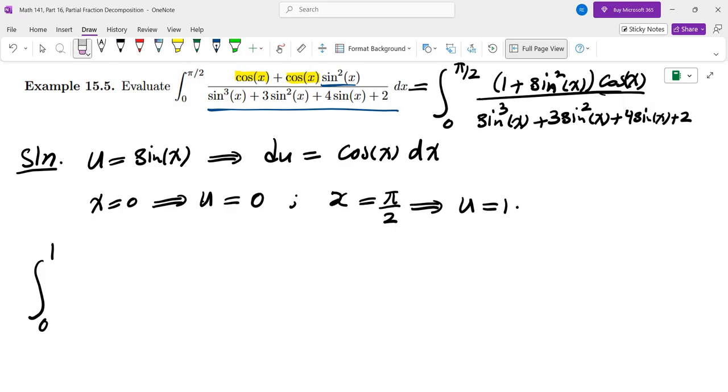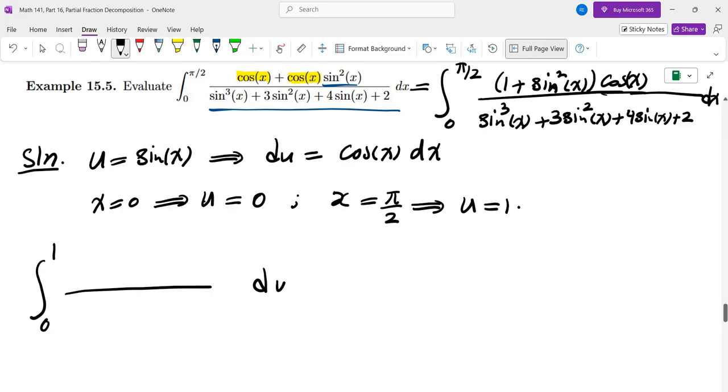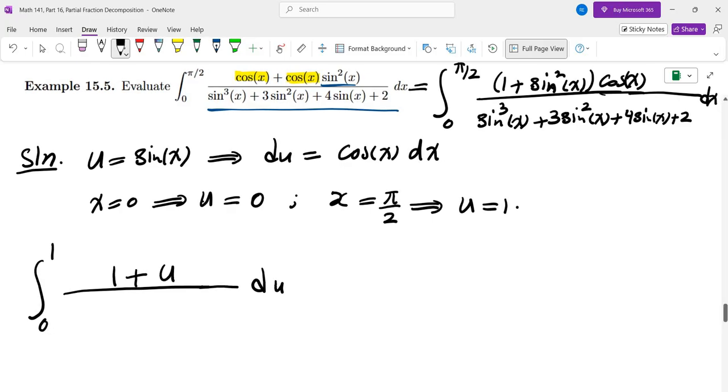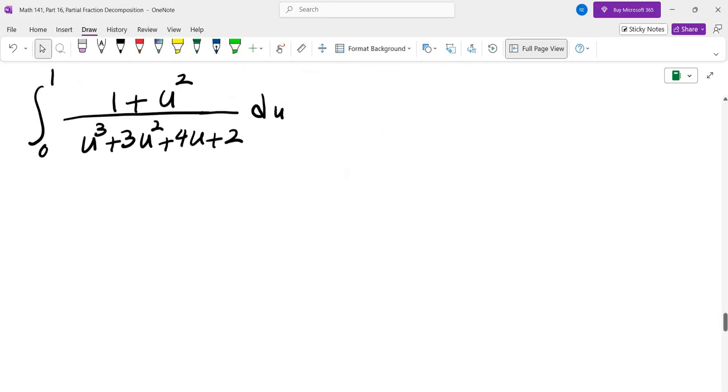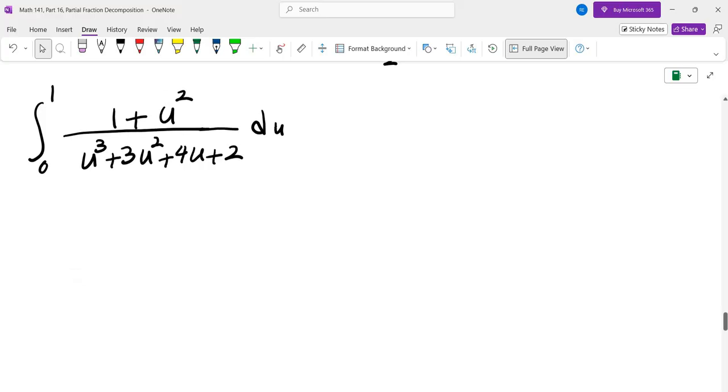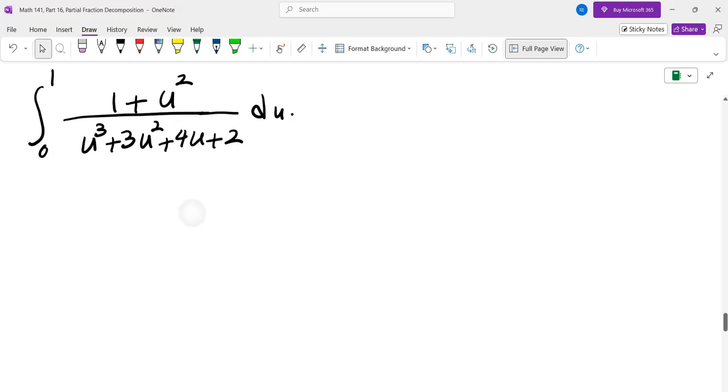Now, how do we integrate this? Well, we do the u substitution that we just did, and it turns it into a rational function. So sine x cosine x dx is du. So we have du here. And then the numerator is 1 plus u squared. The denominator is u cubed plus 3u squared plus 4u plus 2. And we will have to factor this one. We have to factor the denominator. Notice that the numerator has a degree that is less than the denominator, so we don't need to do any long division. So we'll have to factor the denominator.